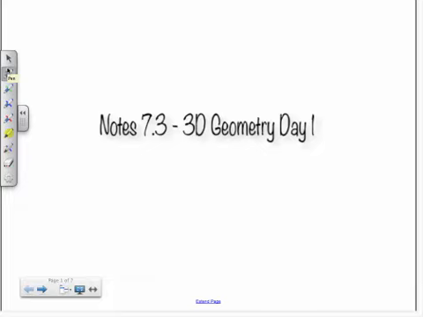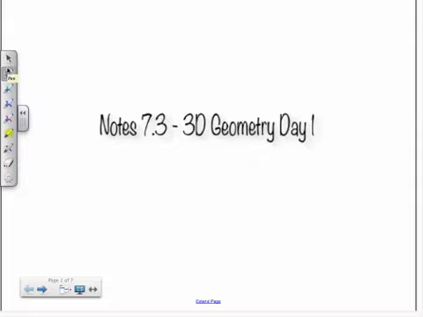All right, today's lesson is on 3D geometry. So when we talk about 3D geometry, we are talking about figures that have 3 dimensions. So anything that is a solid, basically. Like a cylinder, or a cone, like an ice cream cone if you were to fill it up. That would be an example of a 3D solid.